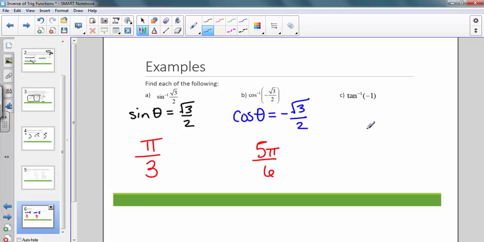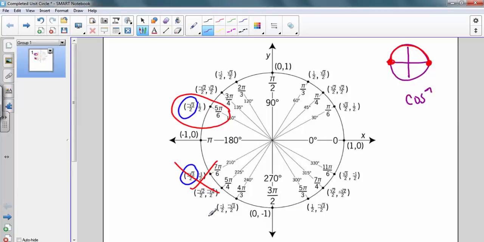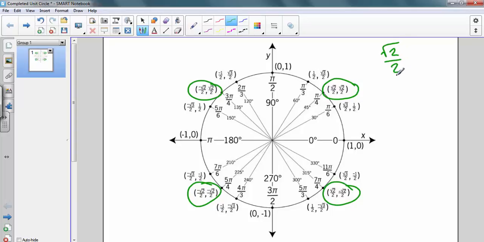For our last example, we have tan inverse of negative 1. What I do with tan inverses is think about what my values are on my unit circle. Tangent is a relationship between sine and cosine. The only values on my unit circle that can give me sine divided by cosine equal to 1 are the 45-degree angles, because root 2 over 2 divided by root 2 over 2 gives me 1. But if you remember, it's asked to find negative 1.